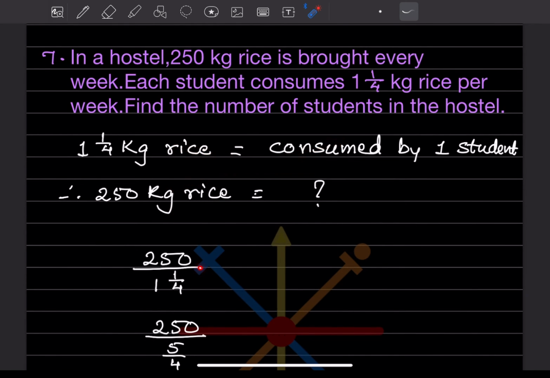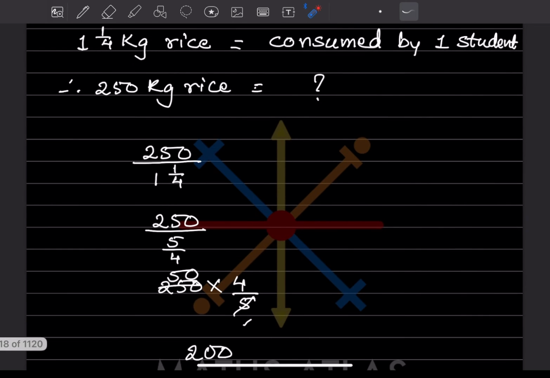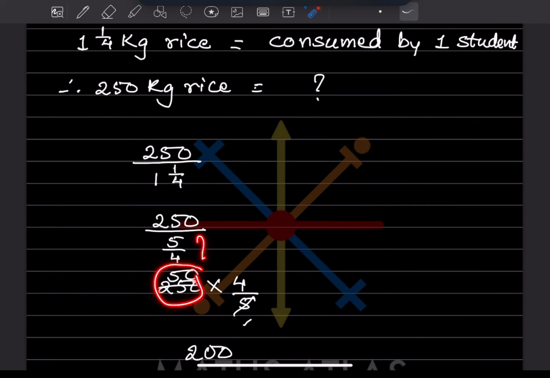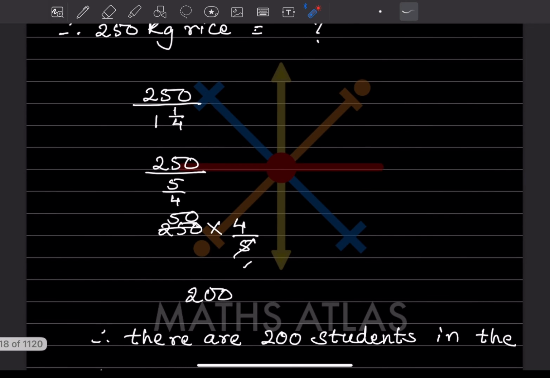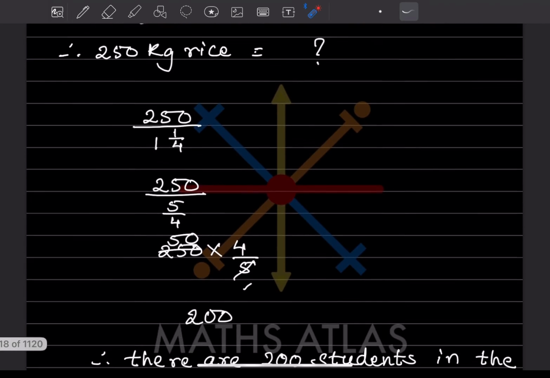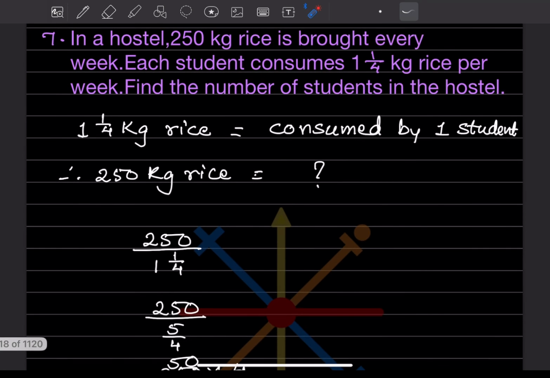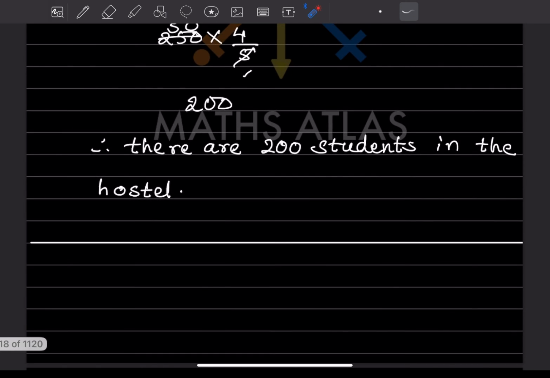So 250 divided by 1 integer 1 by 4. So 250 is in the numerator, and for this mixed fraction we'll make it improper, that will be 5 by 4. So 250 stays as it is, and this will get flipped over, that will be 4 by 5, and this will be 50. So we can say this one as 50 fours are 200. So there are 200 students, we can say. They said find the number of students in the hostel. There are 200 students in the hostel.